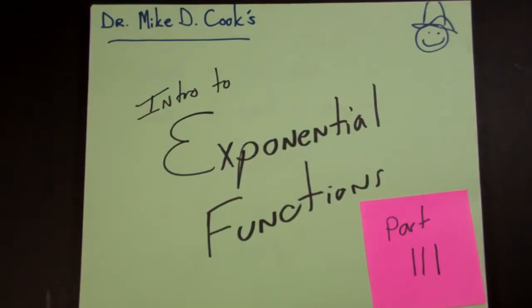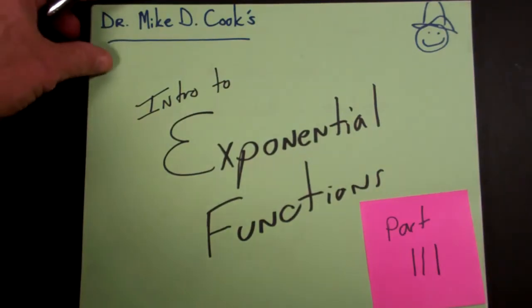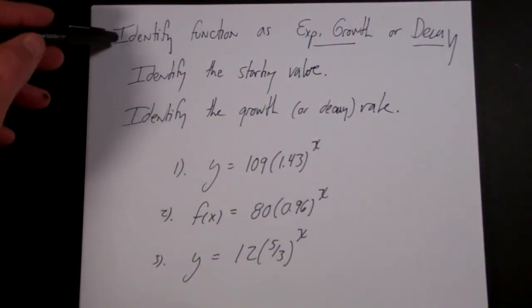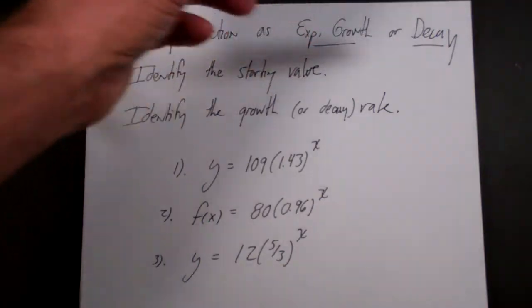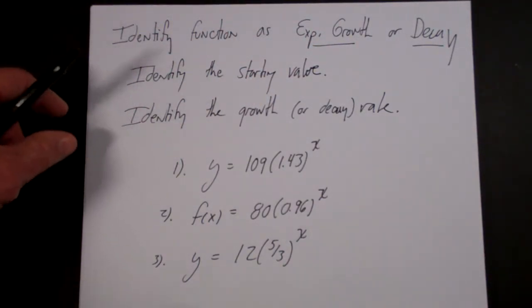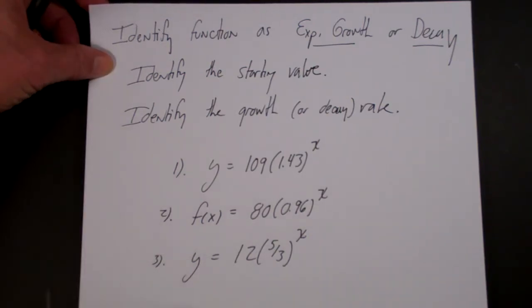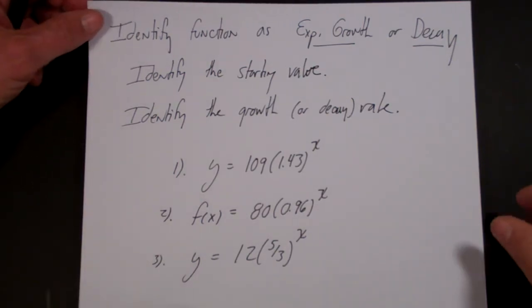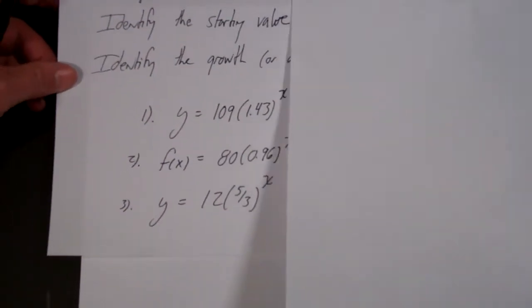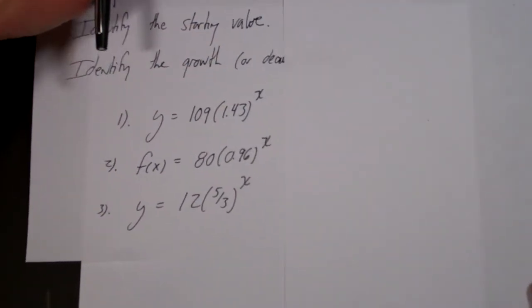This is the third in a series of videos on Introduction to Exponential Functions, and at the end of the last video I asked you to do these three problems. Identify these functions as either exponential growth or decay, identify the starting value, and identify the growth or decay rate. So what I want to do first is go over the answers to each one of these, and then if you need to, we can go over the answers of those. So let's look at each one of these in turn.